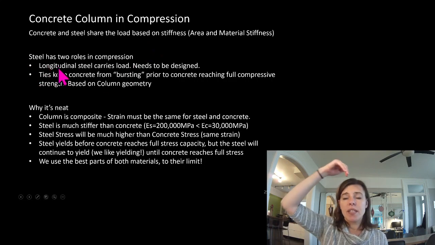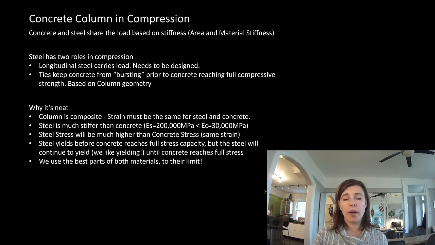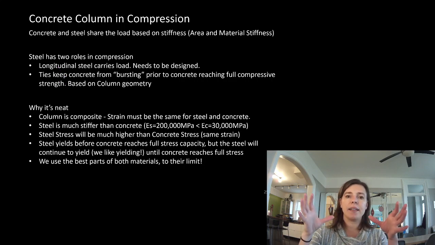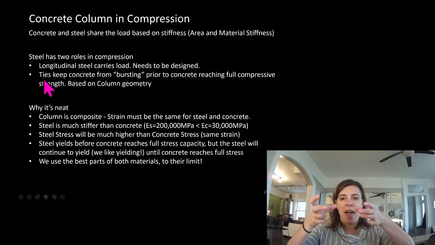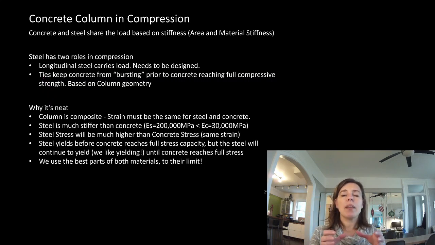The longitudinal steel carries load, as you saw when we had the concrete in a steel HSS. It's the same concept. But we also put ties around that reinforcing to keep the concrete from bursting apart. So that lets it reach its full compressive strength. And that is based on column geometry. So there's not a lot of engineering to that. That is literally pulled out of tables that talk about column geometry.